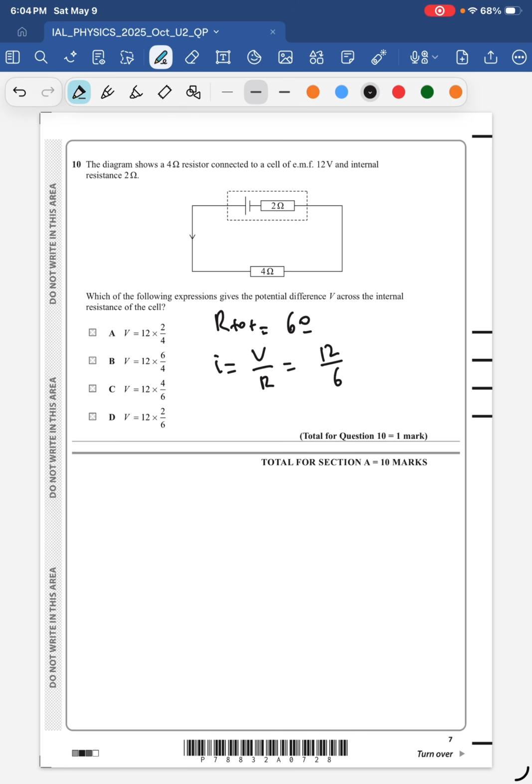I don't write 2 because they have these weird fractions there, so I kept it as 12 over 6. So the voltage across the internal resistance is going to be I times R, so 12 over 6 times 2, or 12 times 2 over 6, which is option D. Okay, so this was section A. Straightforward for the most part, I think.